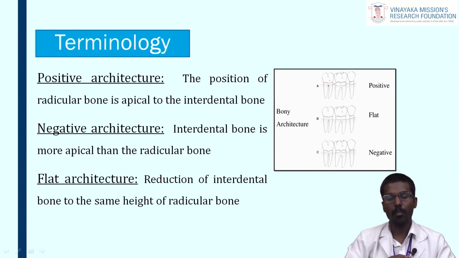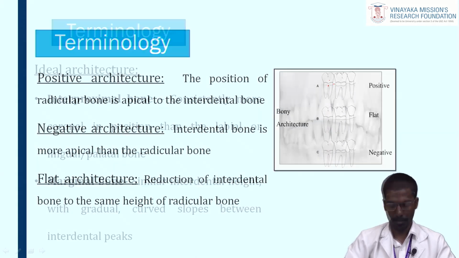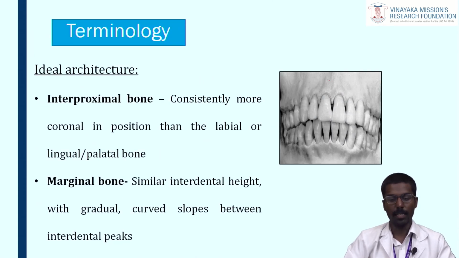In the flat architecture, both will be at the same height. The interdental bone, as I said earlier, is consistently more coronal in position than the labial or the lingual palatal bone. The marginal bone will be at a similar interdental height with gradual slopes between the interdental peaks.